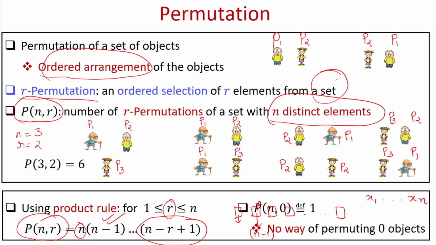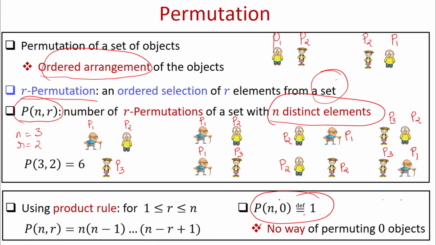Right. Now we can define P of n comma 0 to be 1, namely one way of permuting zero objects. If you are given n objects and you don't want to permute any object, then that can be considered as one way of doing that, because there is no way. So no way is considered as the only way of permuting zero objects. That's why we define P of n comma 0 to be 1.